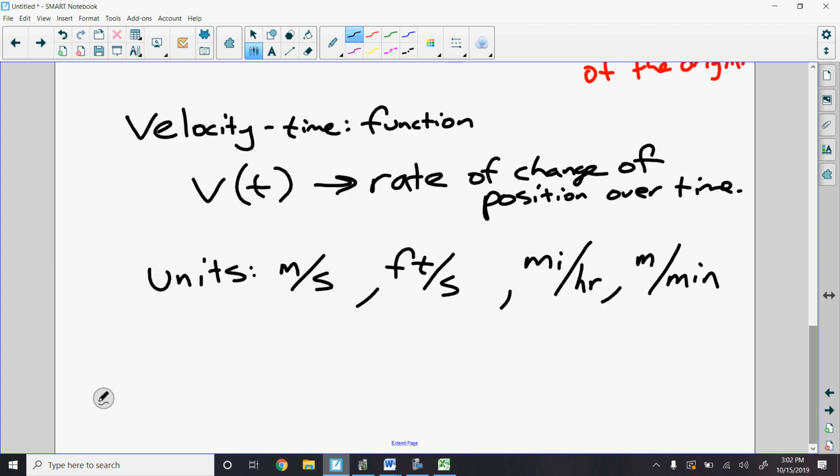It'll also be the same unit for speed. The difference is that velocity also tells you the direction that you're going. So that's very important. I want to add that in here. The sign of velocity tells you the direction that you are traveling.